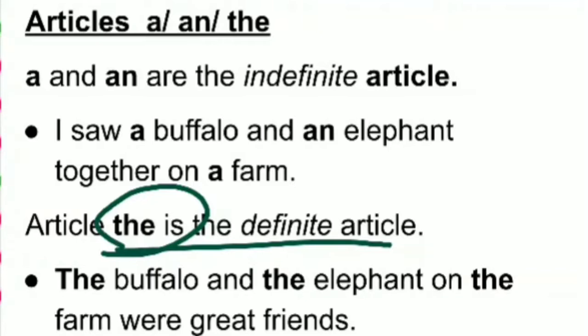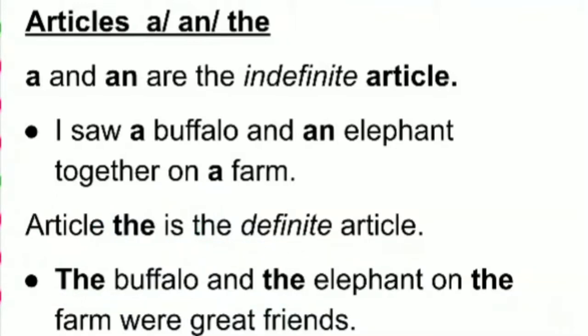So here the speaker already knows that the buffalo and the elephant on the farm were great friends. So here the is a definite article which refers that the identity is already known to the speaker, already known about the particular noun. So this was the articles a and the. A and an are indefinite articles, whereas the is the definite article.